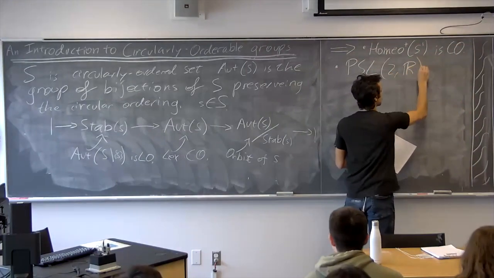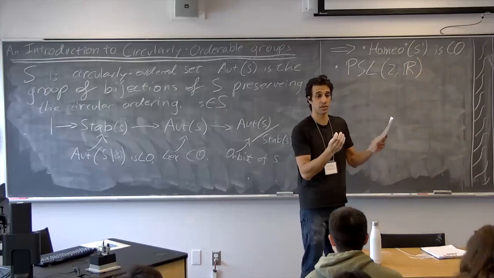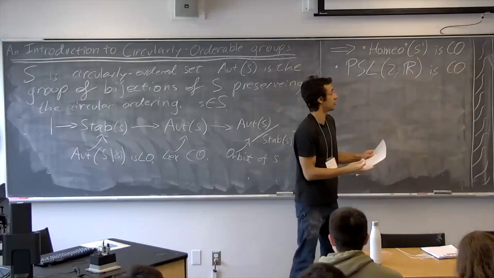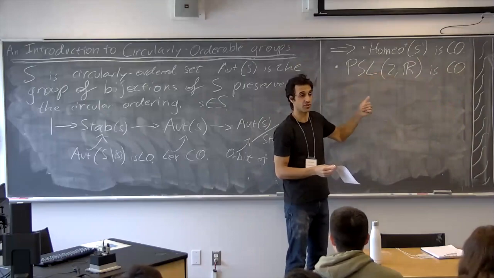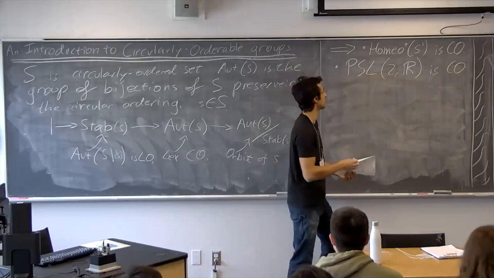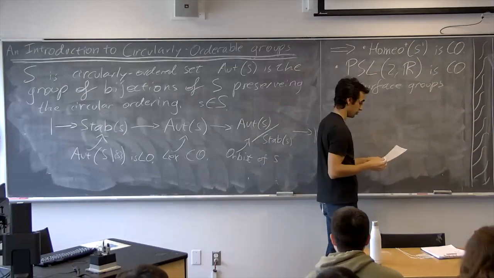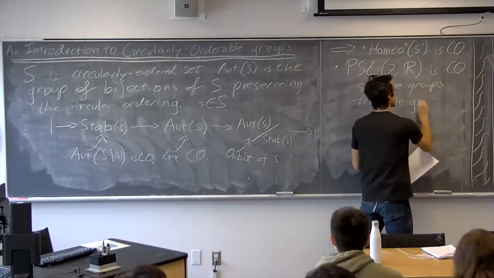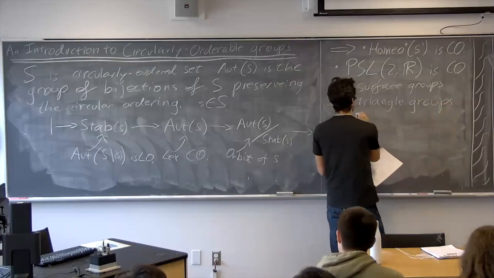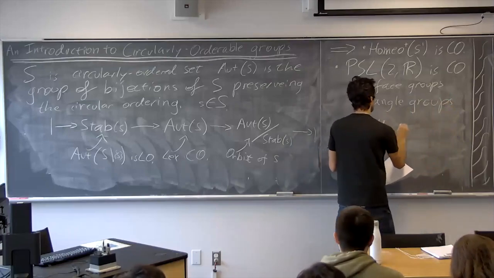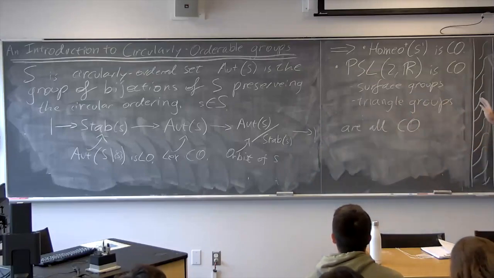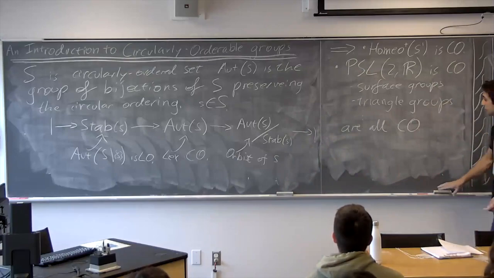PSL2R, or orientation preserving isometries of H2. These act on the circle at infinity. This is CO, and as soon as you have this, then you have all your Fuchsian groups, or your surface groups, your orientable two-orbifold groups, surface groups, free groups, right? The triangle groups, hyperbolic triangle groups, anyway, if you know what these are, et cetera, these are all circularly orderable. Which maybe gives you a neat little combinatorial proof that all finite subgroups of a Fuchsian group are cyclic, the usual way that these go about, but that's what's going on here.